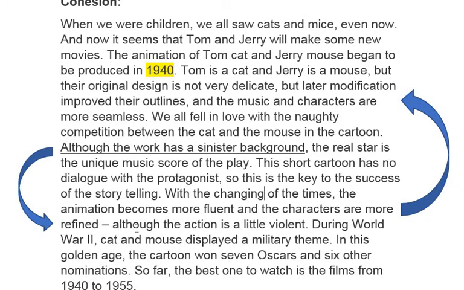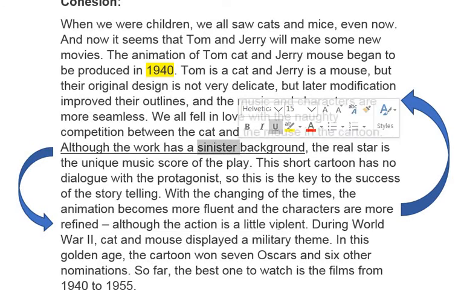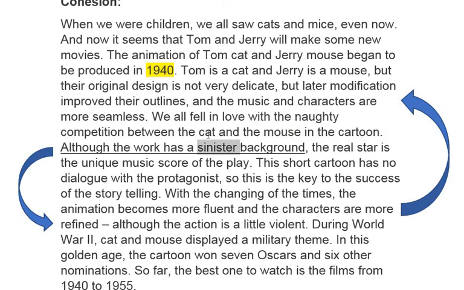And also, it says, although the action is a little violent. Now notice this, the action is a little violent. Maybe it's the little violence that is sinister. Could that be right? If it is, then maybe these two sentences could be moved together. Or rather, these two although clauses. You could move those so that they are actually together. The paragraph might work a little bit better.